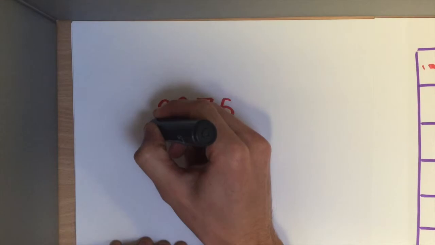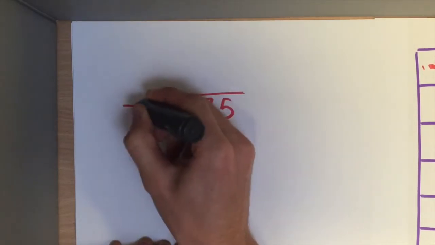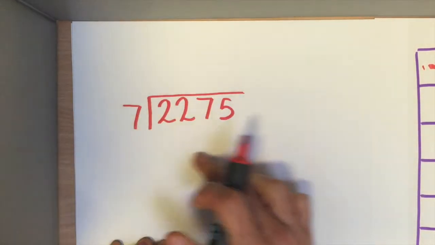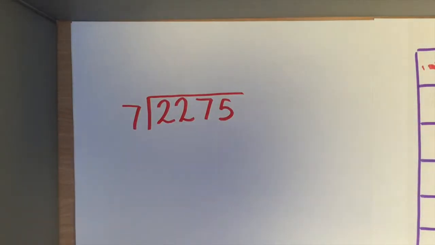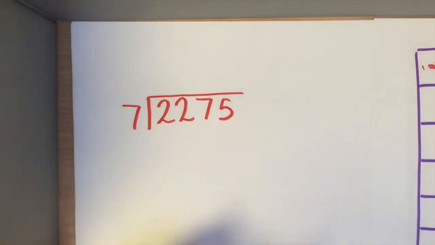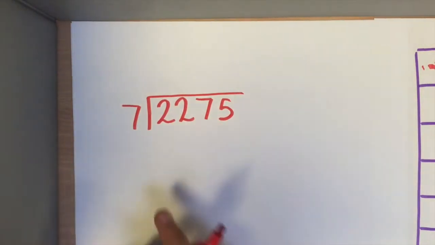2,275 divided by 7. If you don't know this formal written method, go back to one of our other videos on dividing 4-digit numbers using a formal written method. You'll find it under maths homework, multiplication and division, and there's a short explanation there for you. But let's quickly work this one out.